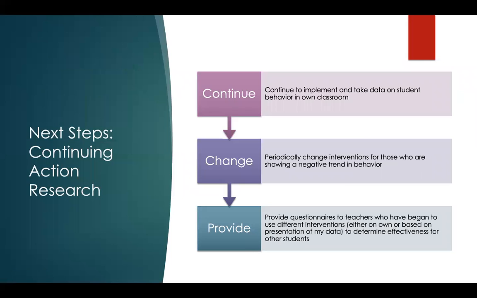Finally, I need to identify my steps in continuing my action research. I would continue to implement and take data on student behavior in my own classroom. I would also periodically change interventions for those who are showing a negative trend in behaviors. Fellow teachers are a great source of information. Therefore, I would continue to provide questionnaires to see how the interventions are continuing to go in their classroom, and especially if they have switched to using any interventions that I have shared with them, how their students are performing as well.